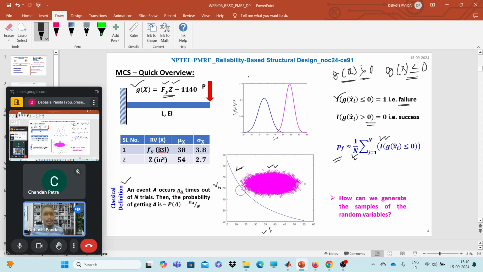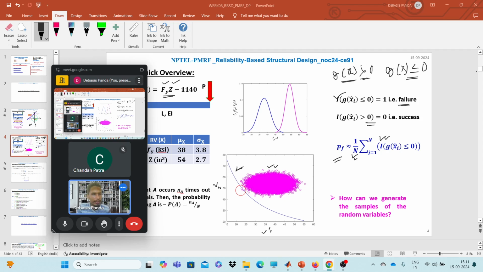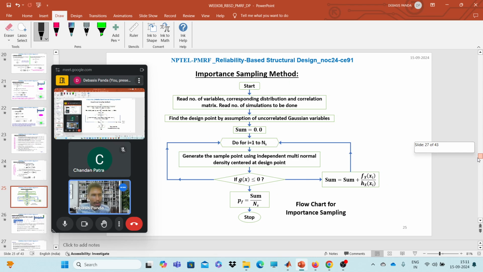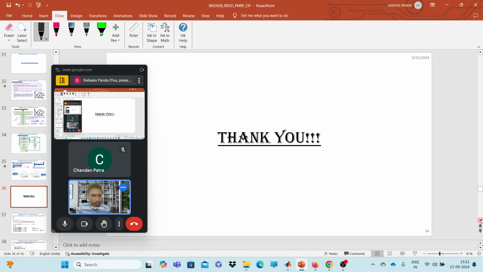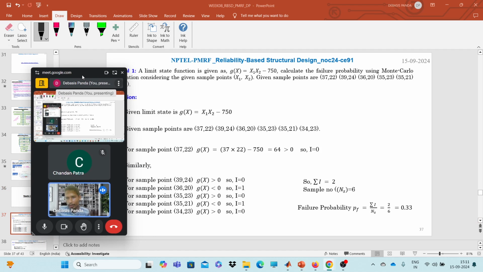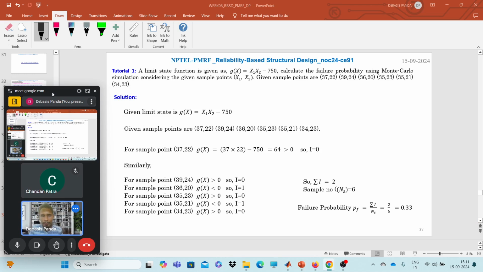Let's quickly solve one small example, then we will go deeper. So let's say we have this. It's a very simple question, just to get a clear concept of this MCS. Here we have gx equals x1 x2 minus 750. And this question says we have sampled some points, like 1, 2, 3, 4, 5, and 6 samples we already have, random samples.